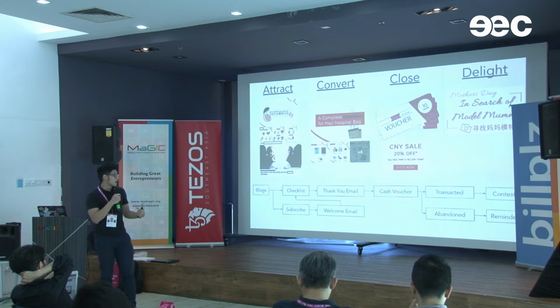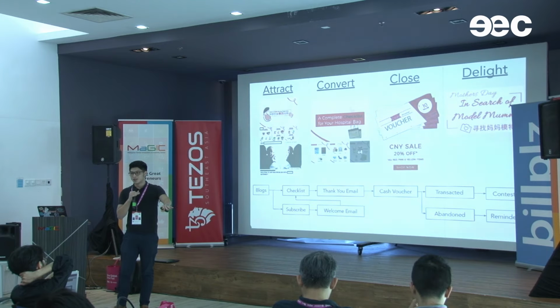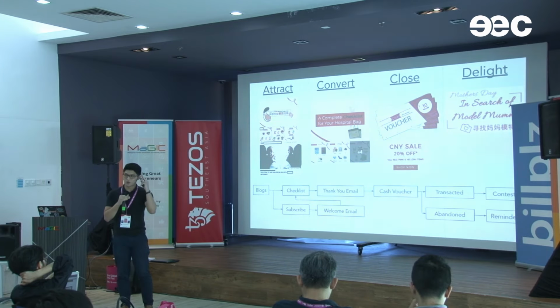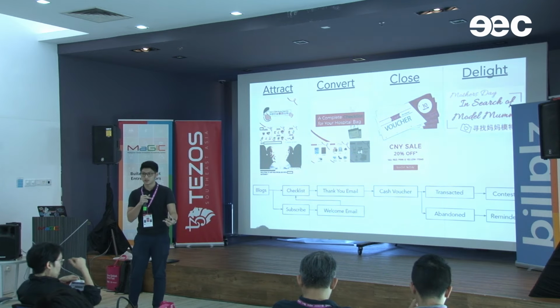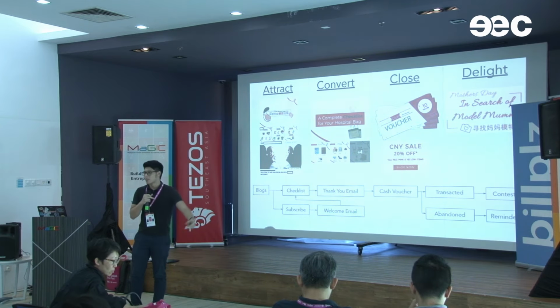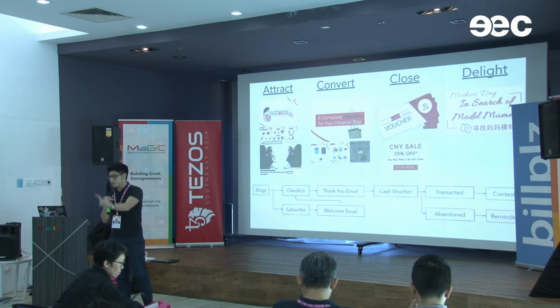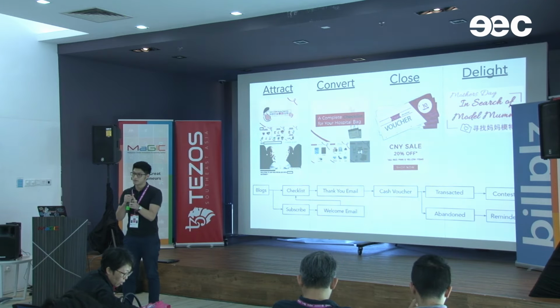Yes? And imagine, all this process, when someone downloaded a checklist, I need to manually send an email. After they receive the email, I need to think whether they received the email or downloaded or not. Then I need to send them the cash voucher. And then yada yada. 1 people you can handle, 10 people you can handle, but what about 1,000? What about 2,000, 5,000? There must be a limit.